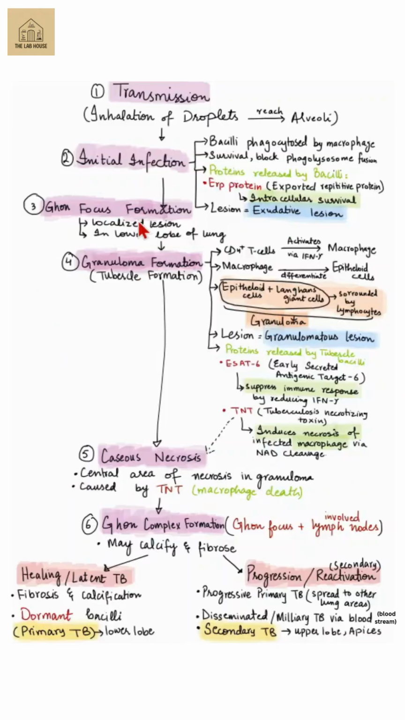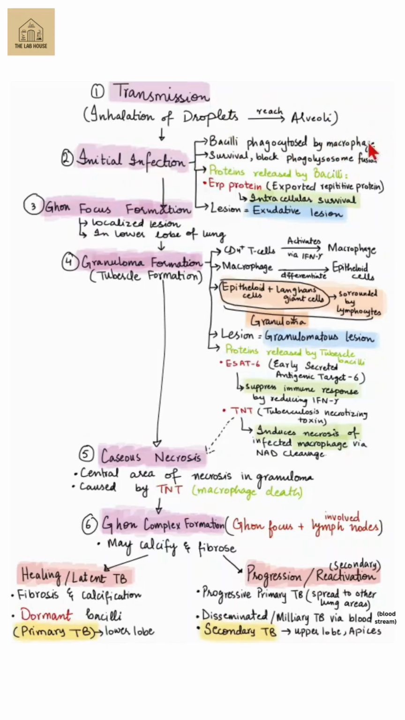Let's cover the pathogenesis of MTB. From the first step to the sixth step, you will cover all the essential details you have to remember for the pathogenesis. So, the first step is transmission: the inhalation of respiratory droplets or aerosols that contain the bacilli, and they will reach the alveoli. The bacilli, when reaching the alveoli, are phagocytosed by the alveolar macrophage.